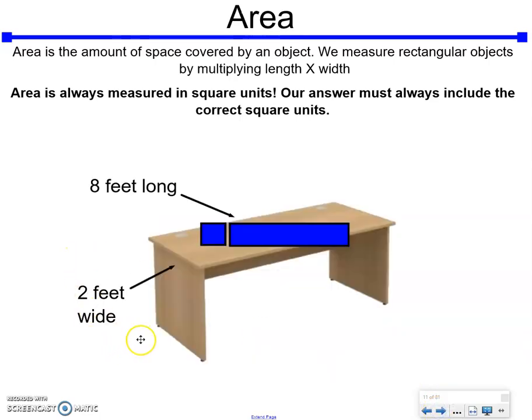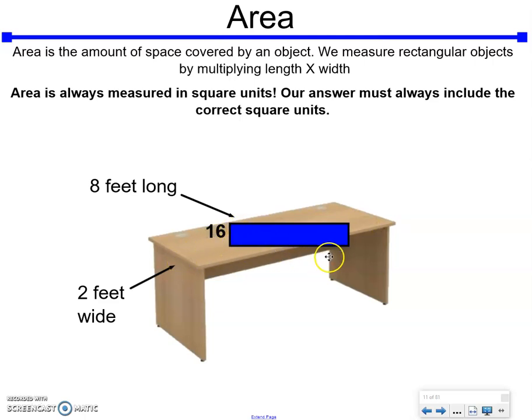Take a look at this desk. I can see this desk is 2 feet wide and 8 feet long. You know that we'll multiply the length, 8 feet long, times the width, 2 feet wide, to find the total area of the top of this desk, or how much space it's covering. Think in your mind, what is 8 times 2? Oh yes, 8 times 2 or 2 times 8 equals 16.